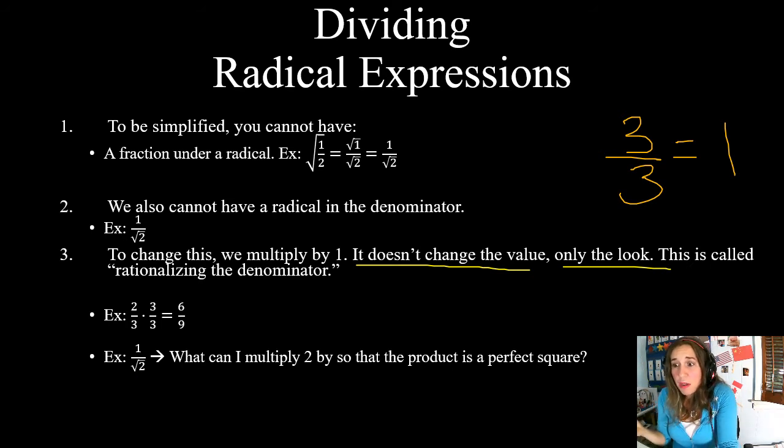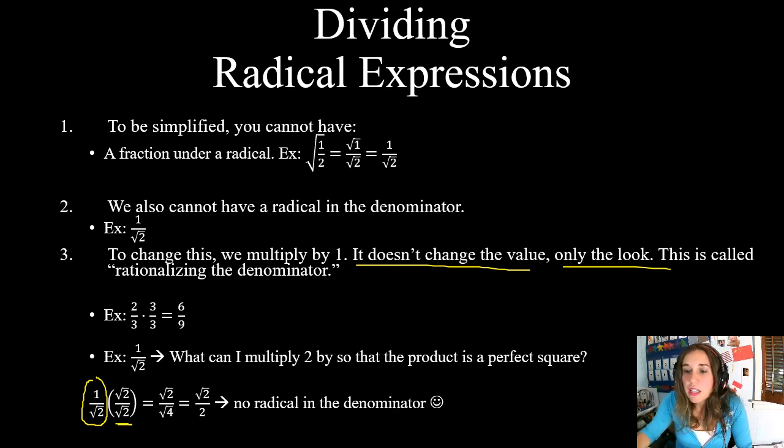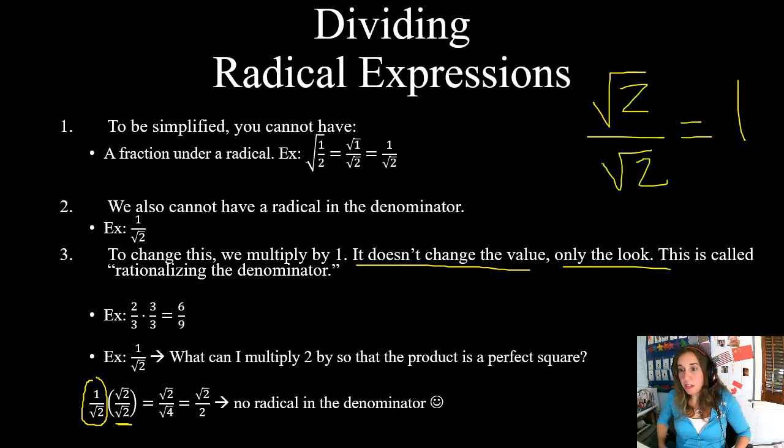Well, I can multiply the square root of 2 by the square root of 2. So I'm going to take my radical expression here, 1 over the square root of 2, and multiply it by the square root of 2 over the square root of 2. Again, we can all agree that the square root of 2 over the square root of 2 is equal to 1. Anything over itself is equal to 1, right?